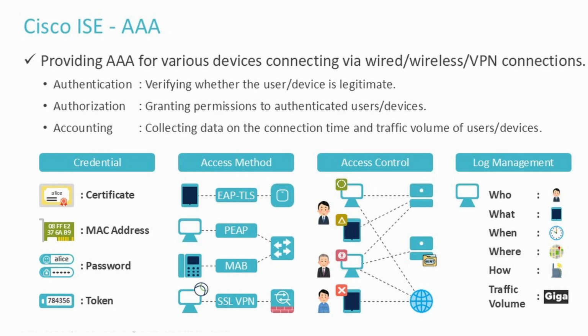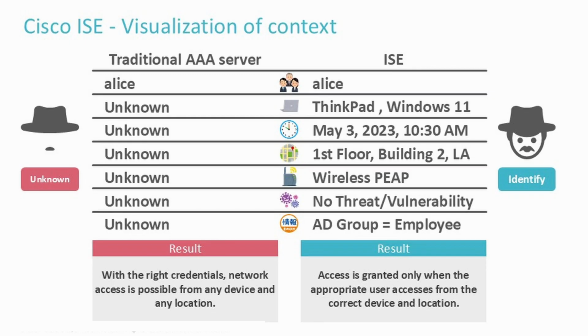ISE acts as a RADIUS/TACACS+ server, handling authentication, authorization, and accounting for network connections. Various credentials like digital certificates, usernames, and passwords for connection methods such as EAP, MAB, and SSL VPN, ISE alone can provide authentication, authorization, and accounting. It also collects context information of connected devices for detailed visibility. Using this context, even with correct credentials, if the Windows OS version is low or access is from an unusual location, network connection can be denied.